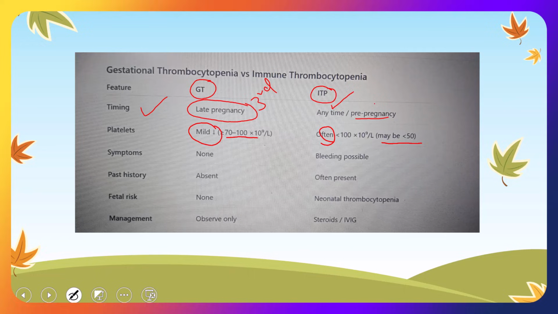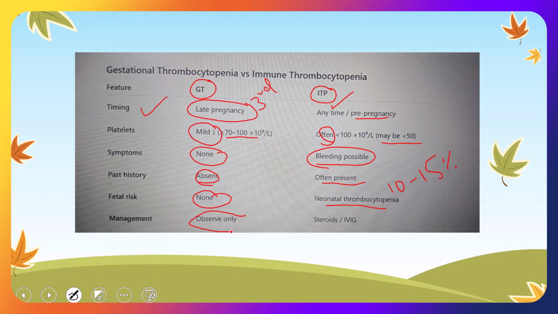Symptoms. In GT the patient is not having any symptom, it is just incidentally diagnosed. But in the case of ITP, the patient is having bleeding issues. Okay? So past history of thrombocytopenia is absent in GT and it is often present in the case of ITP. There is no fetal risk in GT, but there is a risk of neonatal thrombocytopenia in ITP, and that is 10 to 15%. If you remember from my last lecture, the percentage for neonatal thrombocytopenia in ITP was 10 to 15%. What is the management in case of GT?